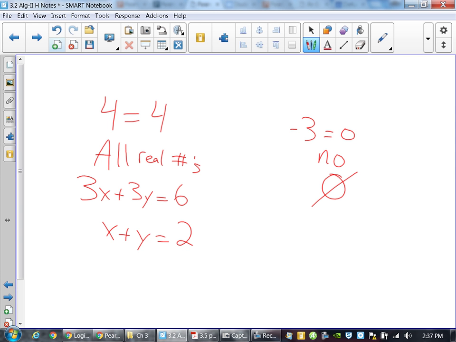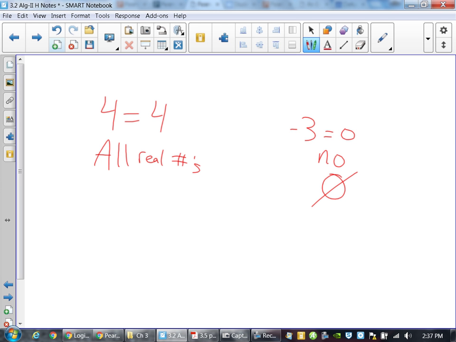Wait, no. Yeah, that'd be great. Oh yeah, that would work, wouldn't it? Because X would be 1 and Y would be 1. Yes. Good. Well, wait, no, this isn't one. I'm trying to think of one that works. I don't think that's right.